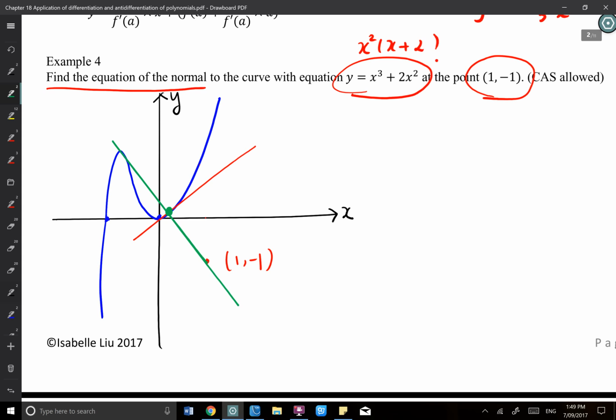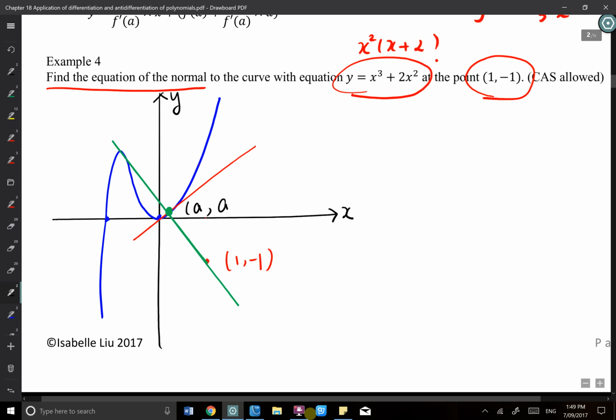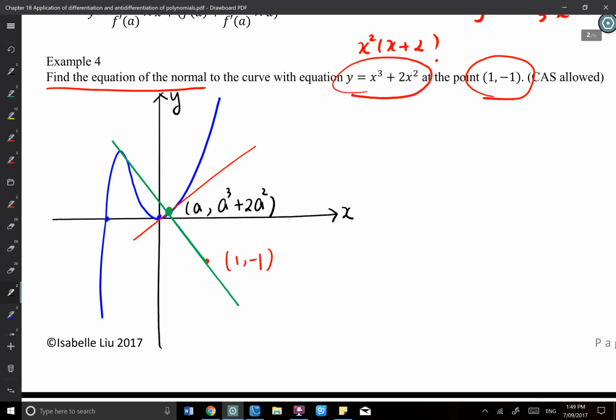Okay, what I want to find is this green line. But basically I know nothing here. So again, if it's a tangent and normal question, I always need the contact point and the gradient. So now I don't know the contact point. How about I just give a contact point? Let's say that point is (a, a cubed plus 2a squared). I don't know what it is, but I can say it's like that.